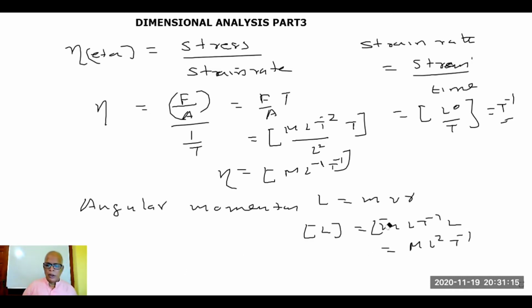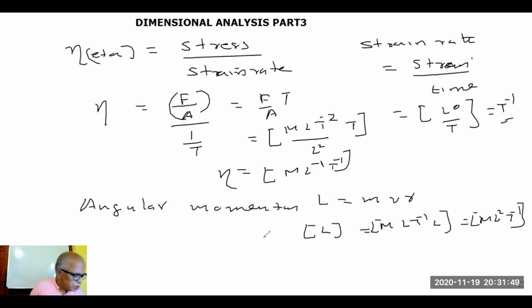This is M into L T minus 1 into L, that is M L square T minus 1. M L square T minus 1. This is angular momentum, right? These are important dimensions. You have some special question on it.